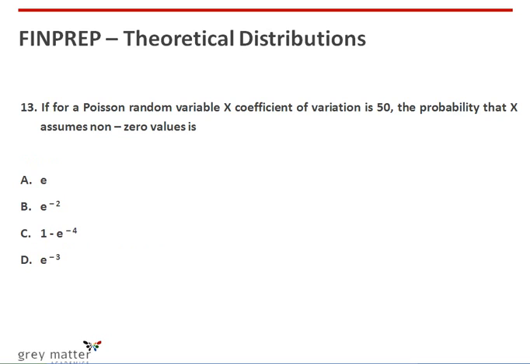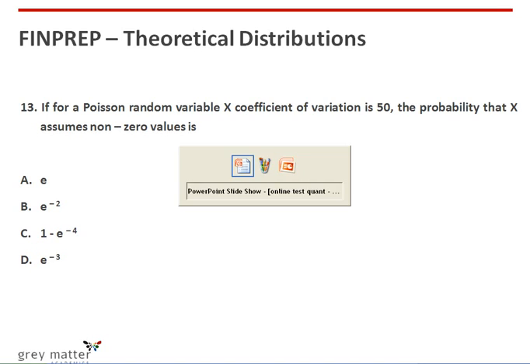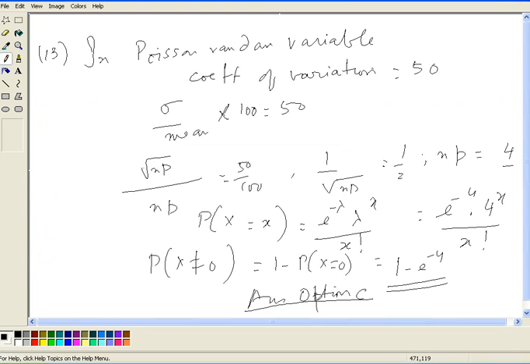13th question, if for a Poisson random variable x, coefficient of variation is given to be 50, the probability that x assumes non-zero value is given by, as in the worksheet, the coefficient of variation in a Poisson random variable is given to be 50. That is sigma by mean into 100 is equal to 50. Sigma is root of np, mean is np. Now on working you get np equal to 4.